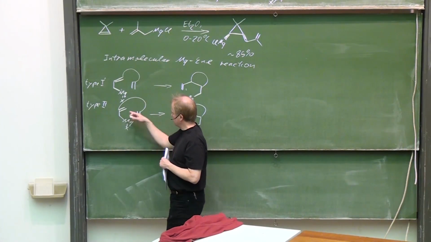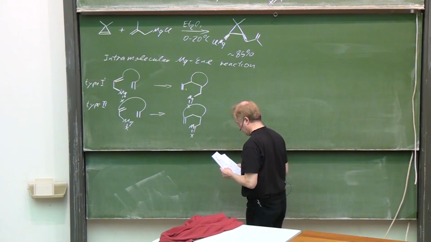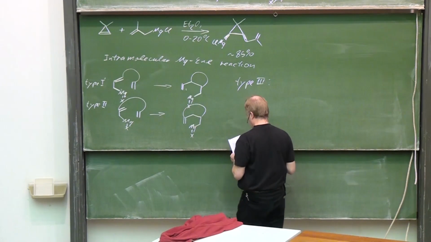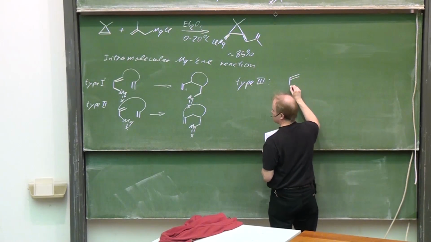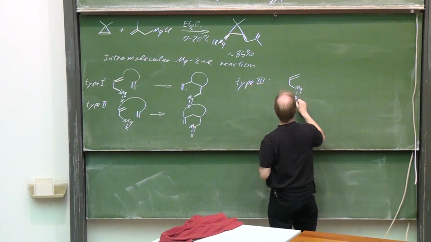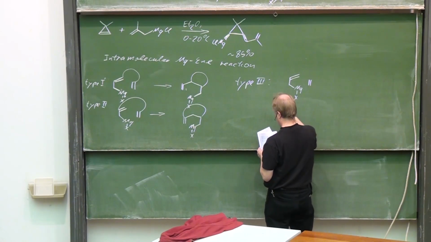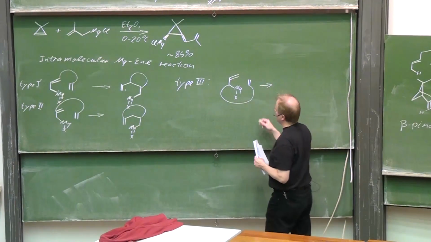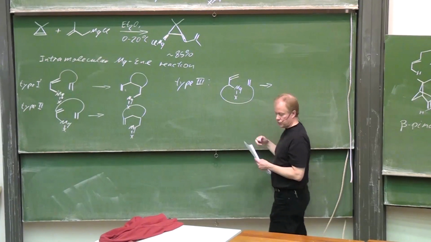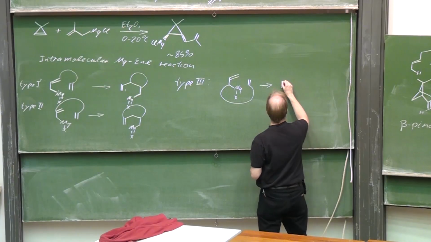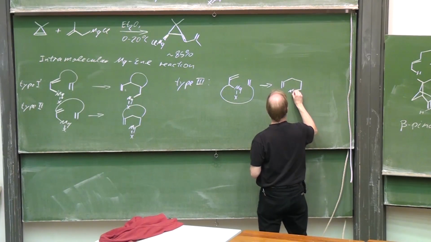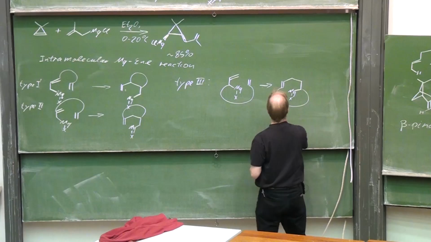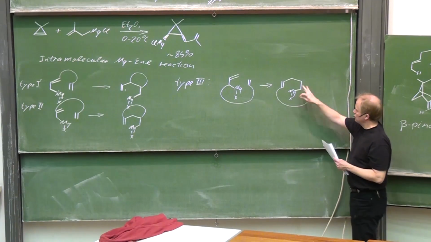One olefin is oriented endocyclic in the ring. Well, and type 3, finally, then all olefinic parts are oriented endocyclic. Resulting in structures like that.